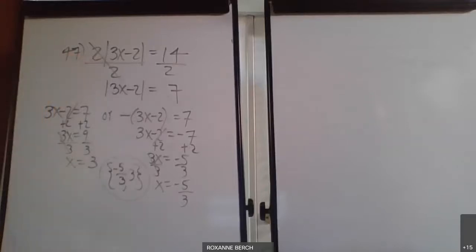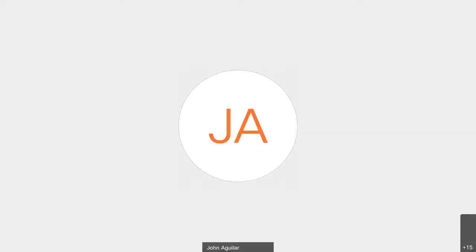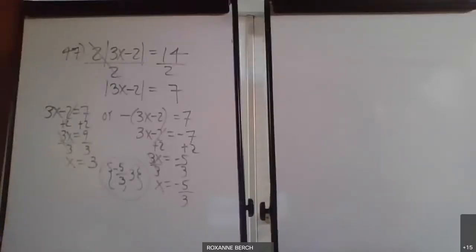This 2 is in the problem, and I divided by 2 to isolate the absolute value. So this 2 is being multiplied to the absolute value. So this is 2 times the absolute value of 3x minus 2. Okay. So remember we have to isolate the absolute value. So I'm dividing both sides by 2 to isolate the absolute value. Okay, I get it. Yeah.